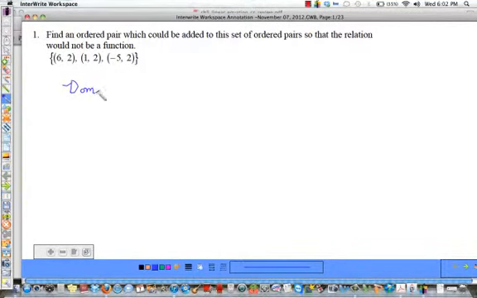So we're finding the ordered pair which can be added to the set of ordered pairs so that the relationship would not be a function. Well, if you remember correctly, the domain cannot repeat, and the domain is your x values.